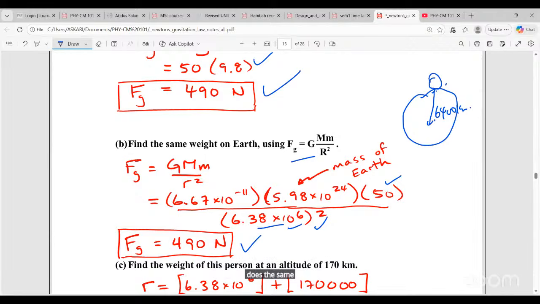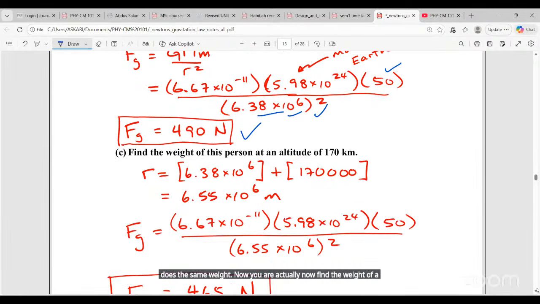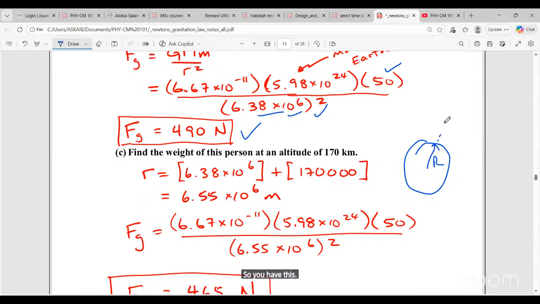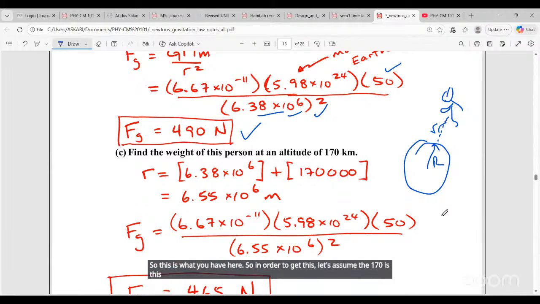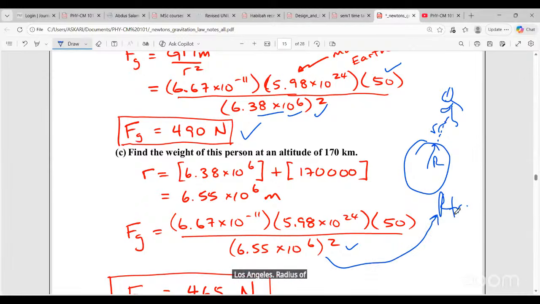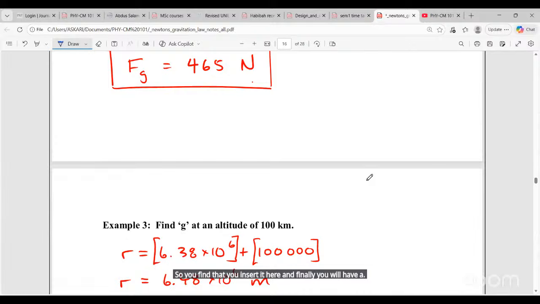That's the same weight. Now you are asked to find the weight of a person at an altitude of 170 kilometers. So that means it is 170 kilometers above the surface of the Earth. So you have this. So in order to get this, let's assume the 170 is this. So in order to get your R now, it will be R plus h: the radius of the Earth added to the altitude, the height above the surface of the Earth. You insert it here, and finally you will have 465 newtons.